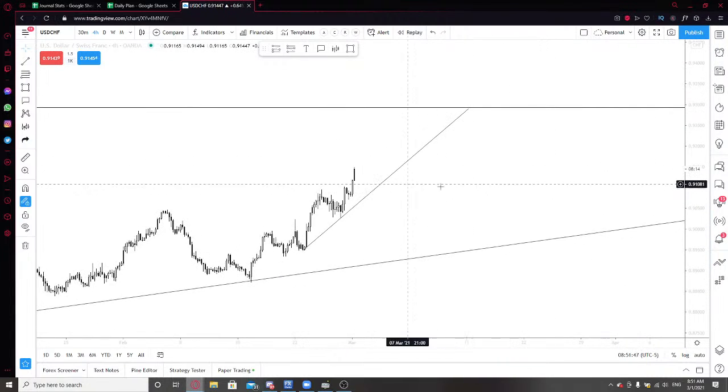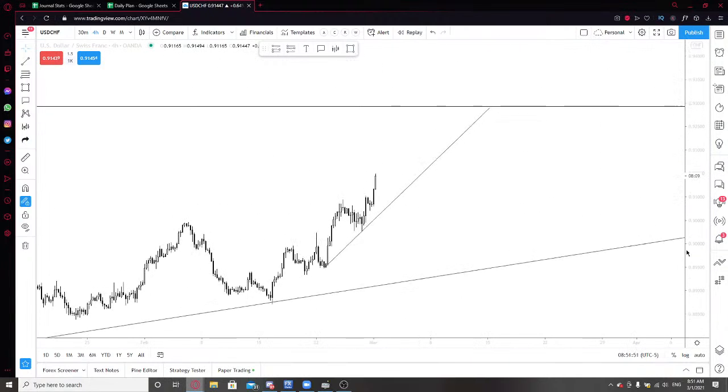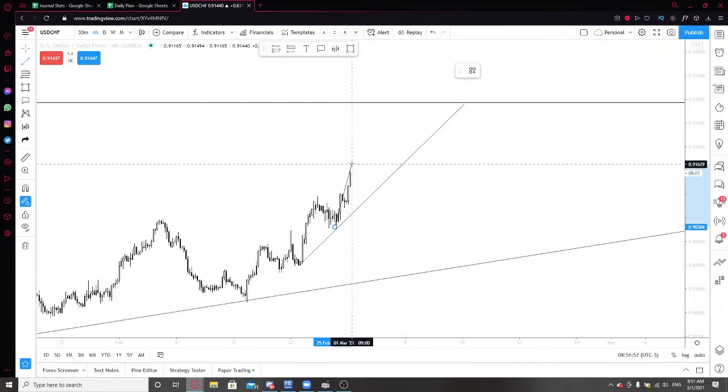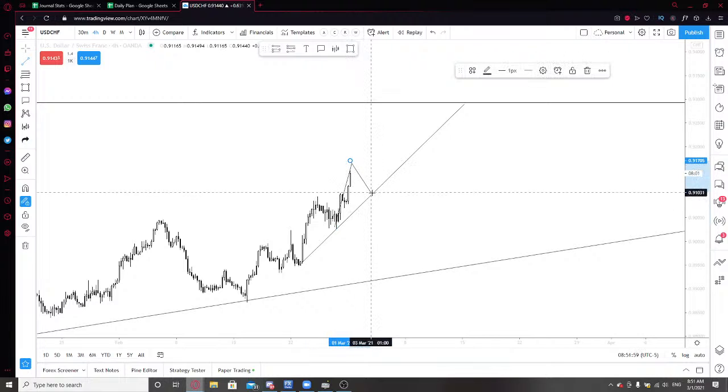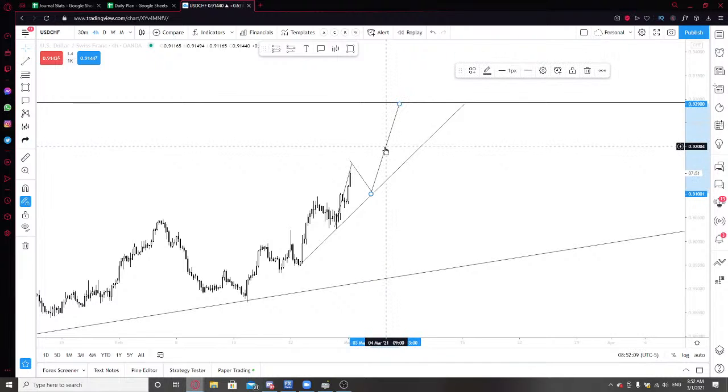But anyway, continuing on to the 4 hour. On the 4 hour, we can see that previously we just had an impulse, we had our correction. Now we have this new impulse, and after this impulse, we're waiting on a correction, and then looking for a continuation up. That's pretty much it on dollar Swiss.